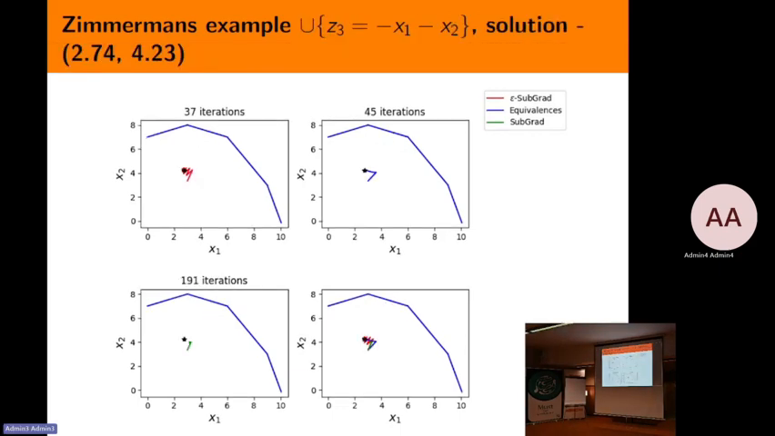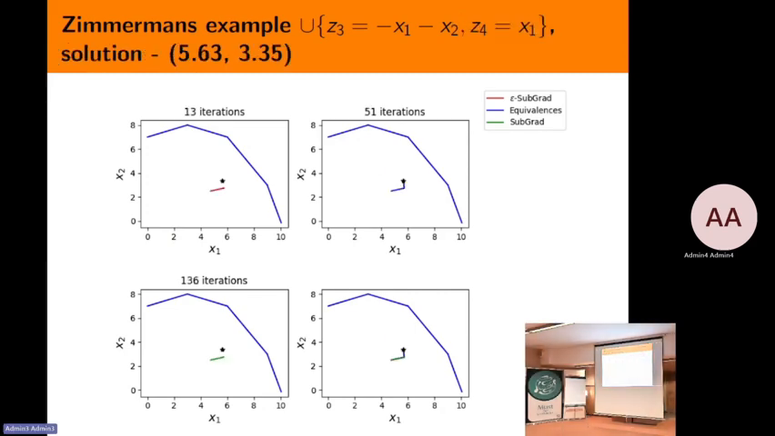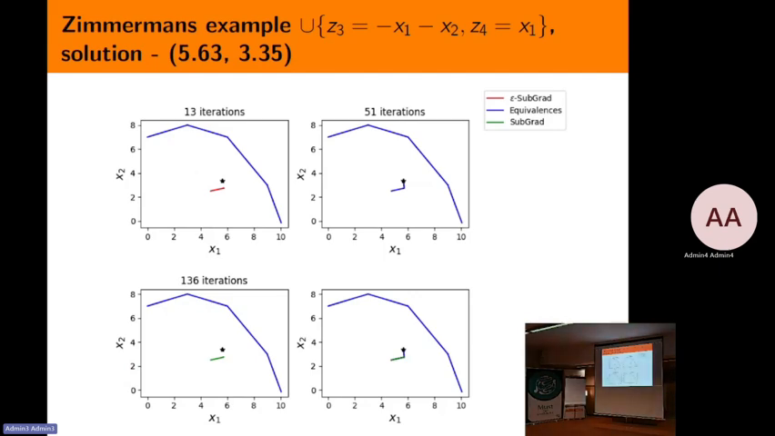Okay, in an example where we have three functions. This is the same as the Zimmerman example, except we added the third function. V3 is just minus x1 minus x2. Here we can see that the subgradient method failed to converge. And in the final example, when we added a fourth function, just x1, actually both of them failed to converge.